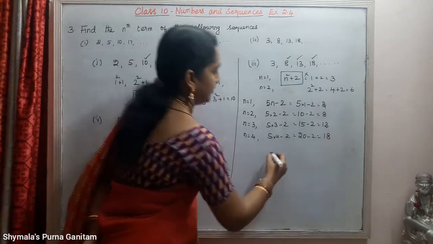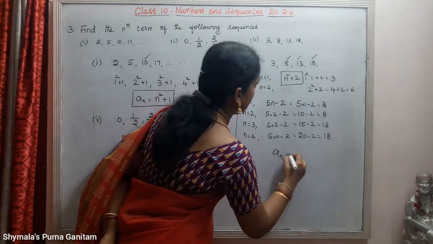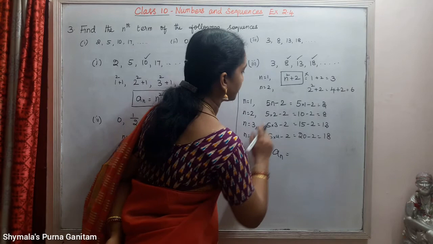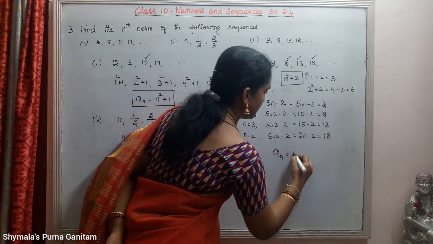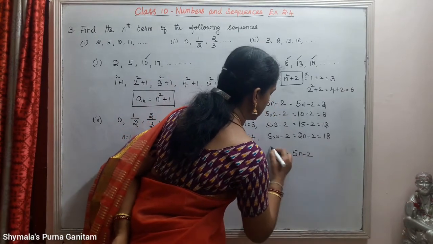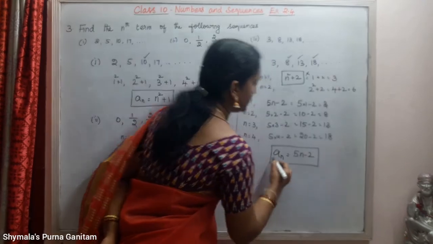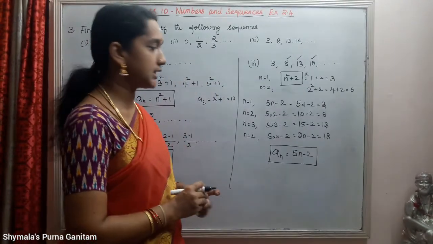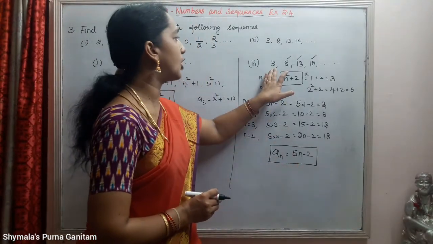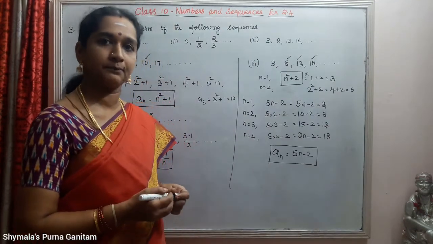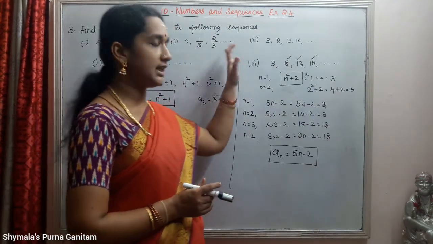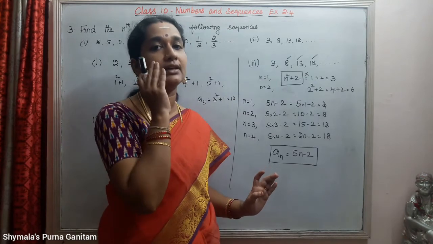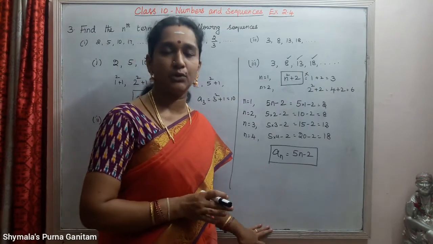So we can finalize that an is equal to 5n minus 2. This is the nth term of the given sequence. Okay, clear? So for these types of sums we have to think, and only then we have to do.